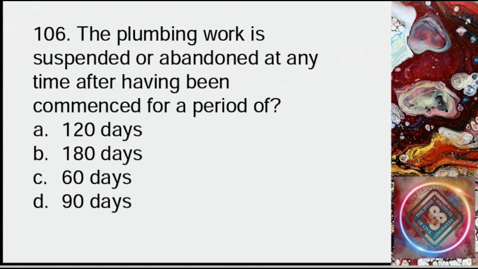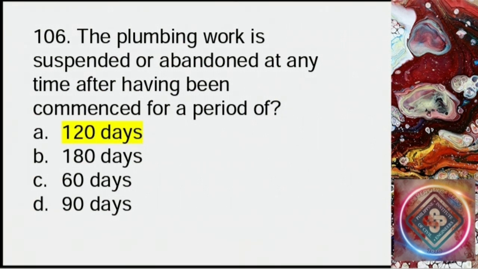106. The plumbing work is suspended or abandoned at any time after having been commenced for a period of A. 120 days, B. 180 days, C. 60 days, D. 90 days. A. 120 days.